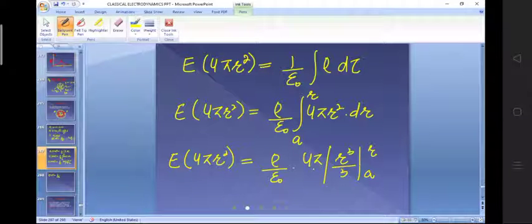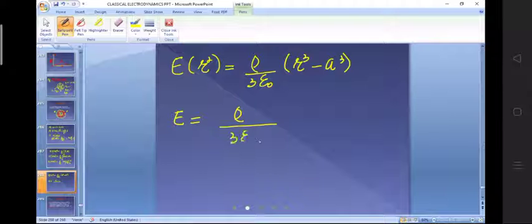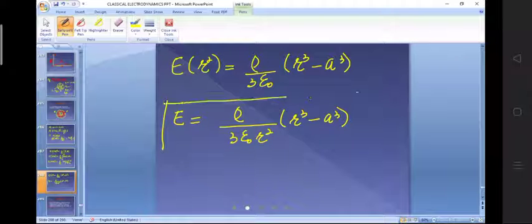Okay, great, perfect. So what will come here? This 4 pi is going to cancel. So 3 here. Then upper limit minus lower limit, so here I will write r cube minus a cube. Then the electrostatic field finally will be equal to rho divided by 3 epsilon naught multiplied by r cube minus a cube over r square. So this is the answer. This is the electrostatic field in terms of rho; if rho is given to you, then this is the answer.